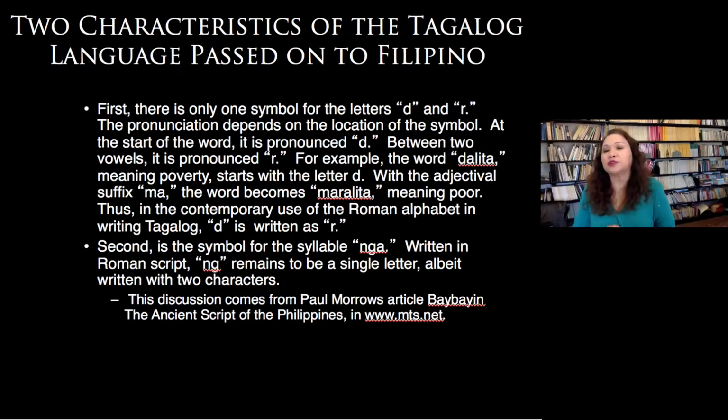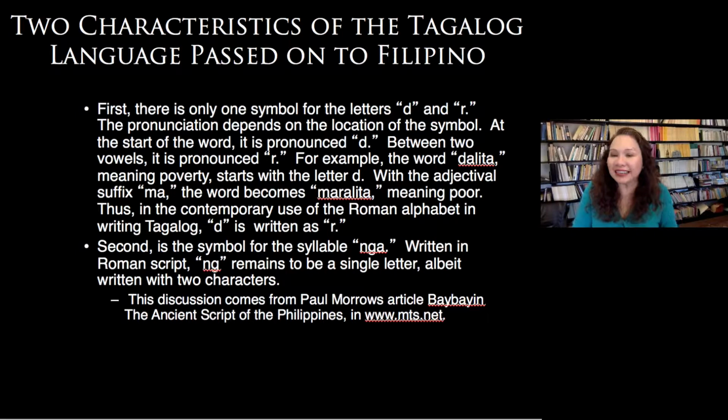For example, the word dalita, meaning poverty, starts with the letter D. With the adjectival suffix ma, the word becomes maralita, meaning poor. Thus, in the contemporary use of the Roman alphabet in writing Tagalog, D is written as R.